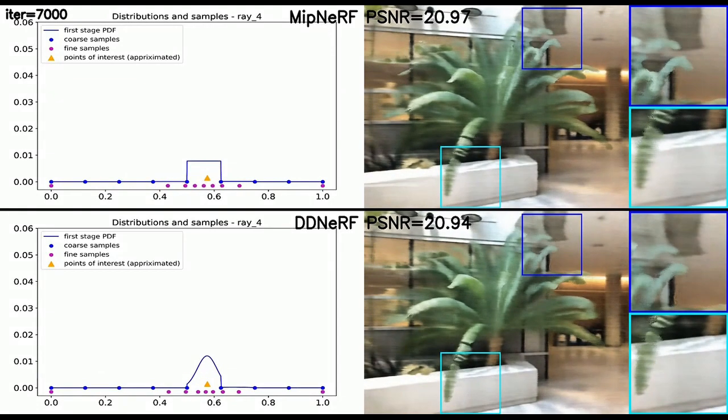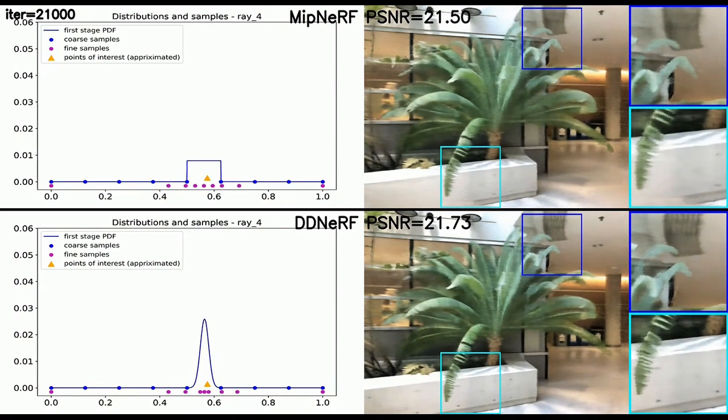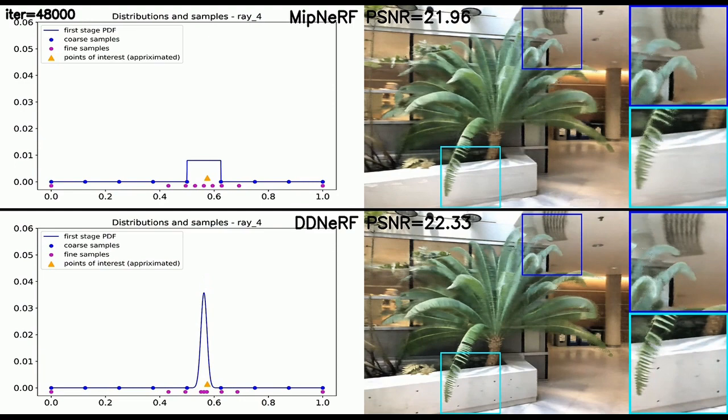This is a comparison of a training process with 8 intervals between MipNeRF and DDNeRF. Notice how DDNeRF in the second row produces a more accurate distribution, which leads to more precise second stage samples and to better output quality. Also, note how the DDNeRF distribution keeps refining through the entire training process, while the MipNeRF distribution remains relatively static from an early stage.